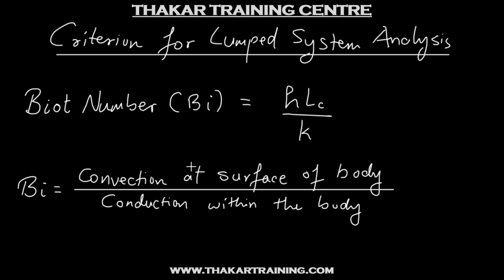What is happening in the case of a copper ball is that the rate of conduction within the body is very high, and that is why you are not getting any temperature difference being set up. So for lumped system analysis to be applicable, we want the convection at the surface of the body to be much lesser as compared to the conduction within the body. Because if the convection at the surface is much larger as compared to conduction within the body, you will have a large temperature difference set up within the body.